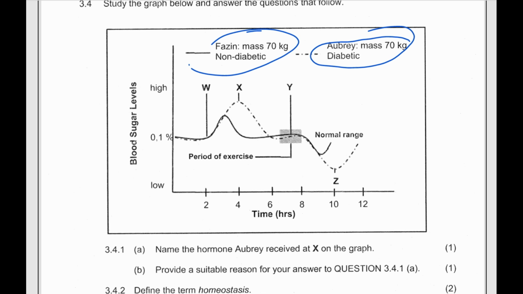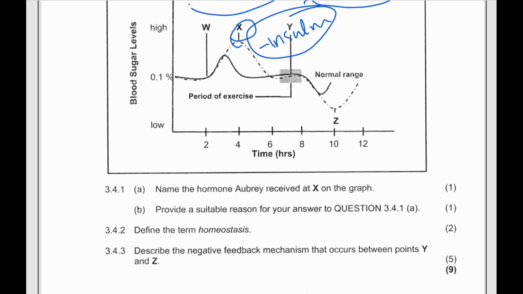So meaning that if there is too much sugar in Aubrey, you have to introduce insulin. Provide a suitable reason for your answer. The level of glucose was high, therefore when you introduced insulin, insulin stimulates the conversion of glucose into glycogen, and then the level of glucose dropped or went back to normal.